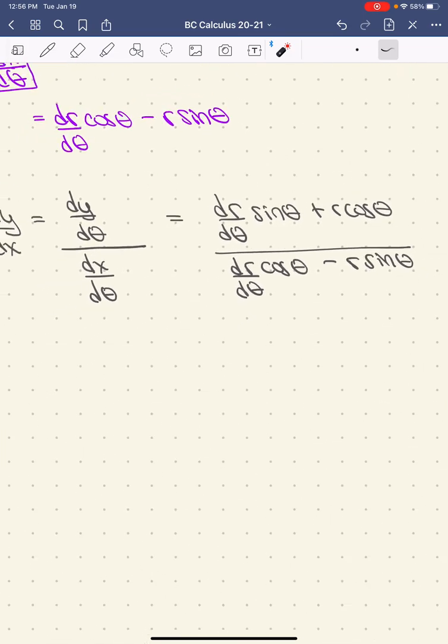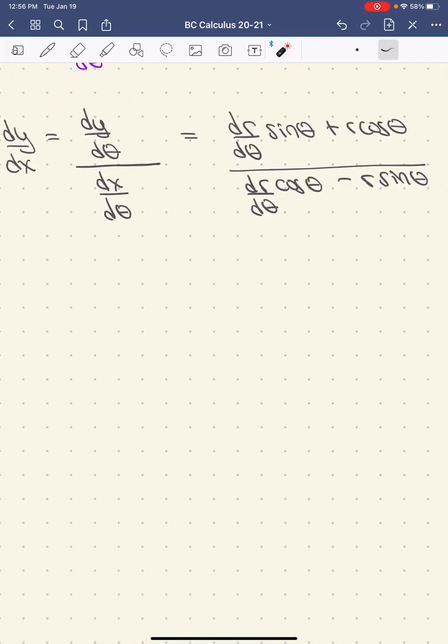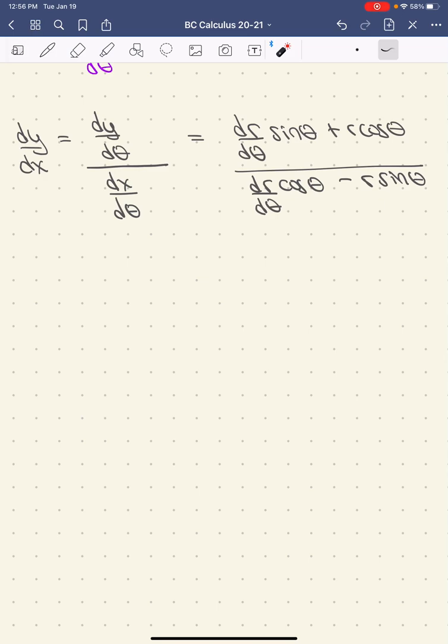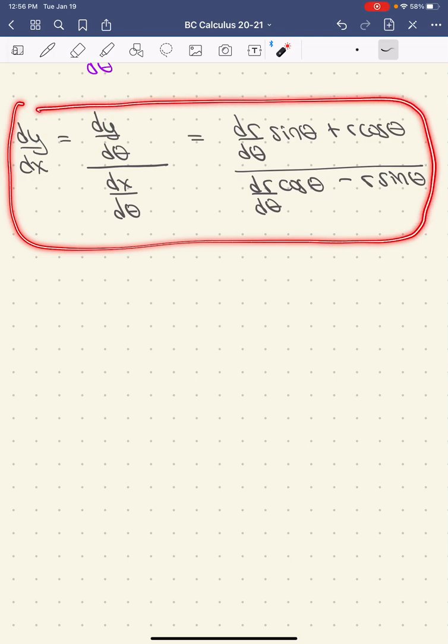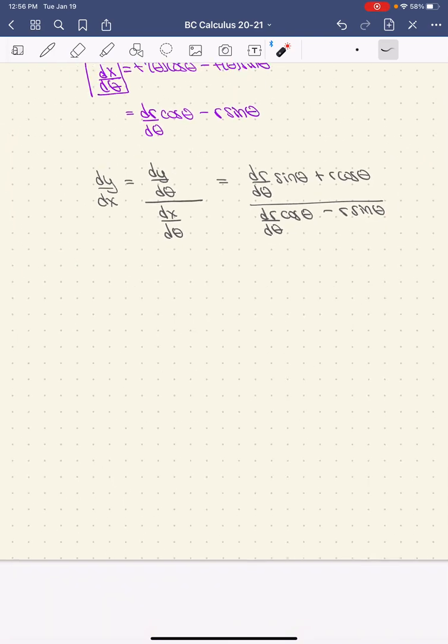dy/dx, again, is the slope of the line tangent. dy/dx for a polar function is going to be this expression right here: dr/d theta sine theta plus r cos theta, all over dr/d theta cos theta minus r sine theta. It is definitely in your best interest just to memorize this. This is dy/dx. Let me, though, show you the derivation here.